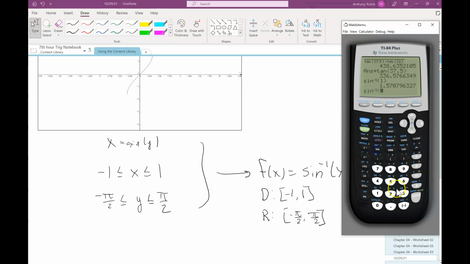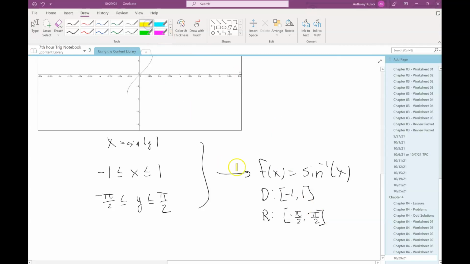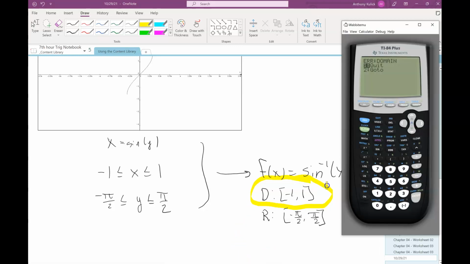If I try to plug something in that's bigger than 1, say like 1.5, the calculator gives me an error. Why is that? The domain for this function is -1 to +1. You can't input something bigger than 1 or smaller than -1. Everybody's okay with that idea? Okay.